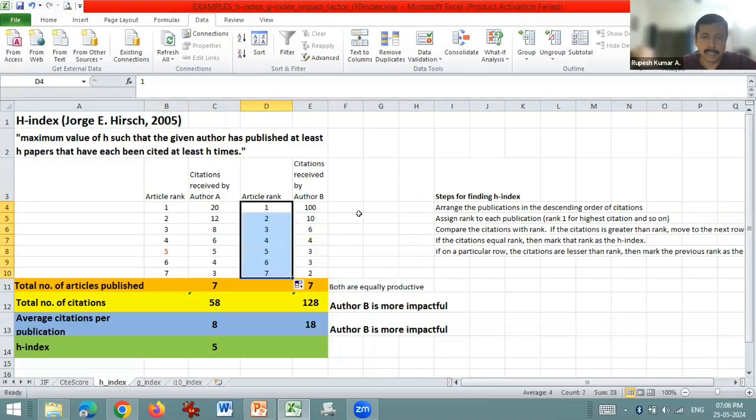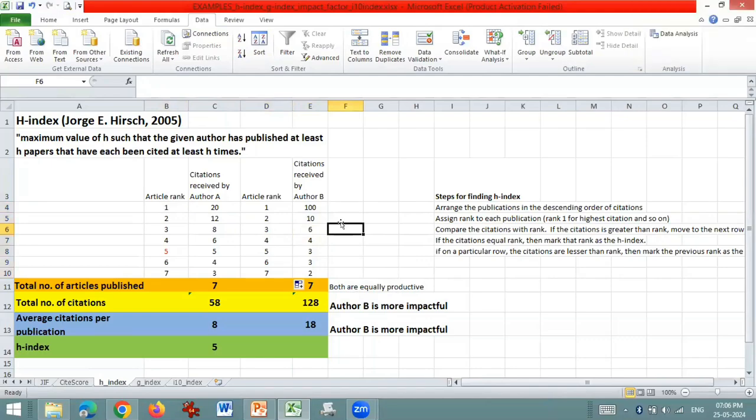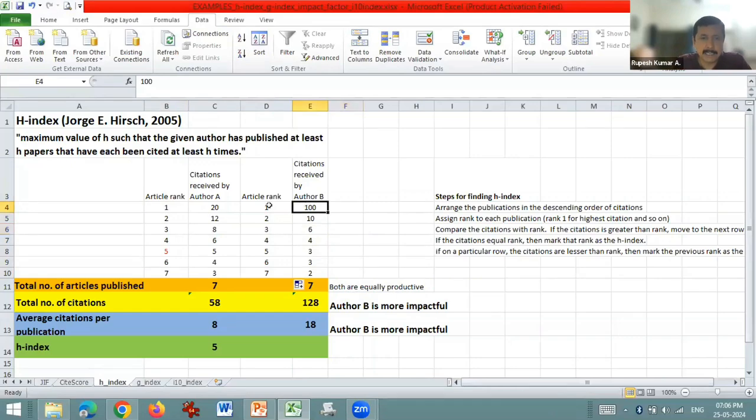Okay. Now, can you tell me the H index of author B? It's going to be 3, sir. Is it 3 or 4? That's 4. 4. Okay.